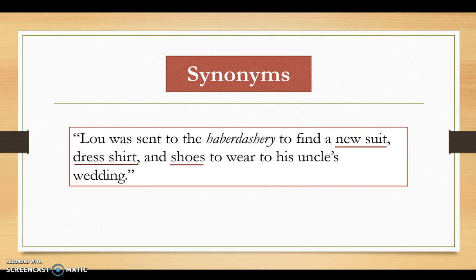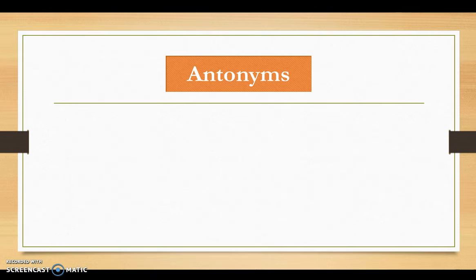We can also figure out, based upon the context of the sentence, that it must sell formal wear, based upon the type of clothing listed and the event that Lou is going to attend. Frequently, authors will provide an antonym, a word that means the opposite from another word, or a contrasting phrase for an unfamiliar word in the same sentence or passage to help the reader figure out the meaning.